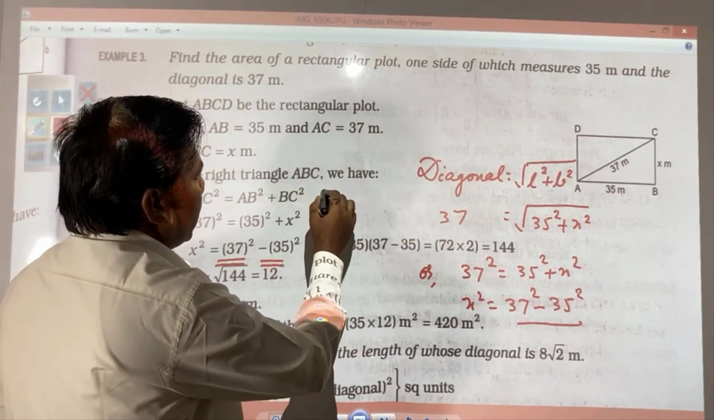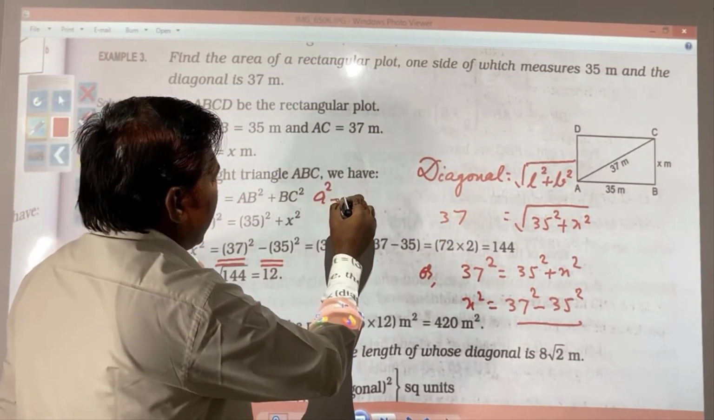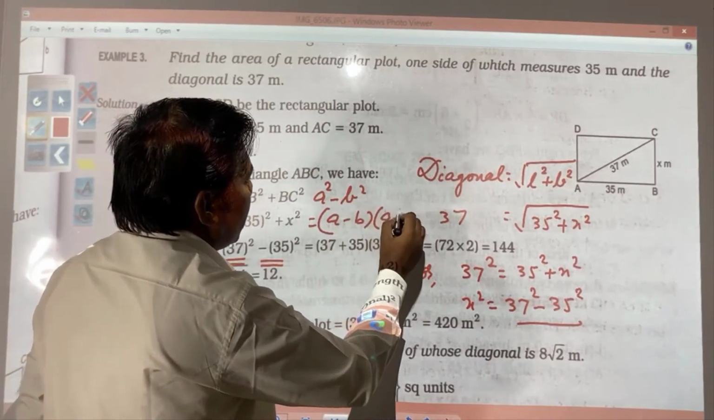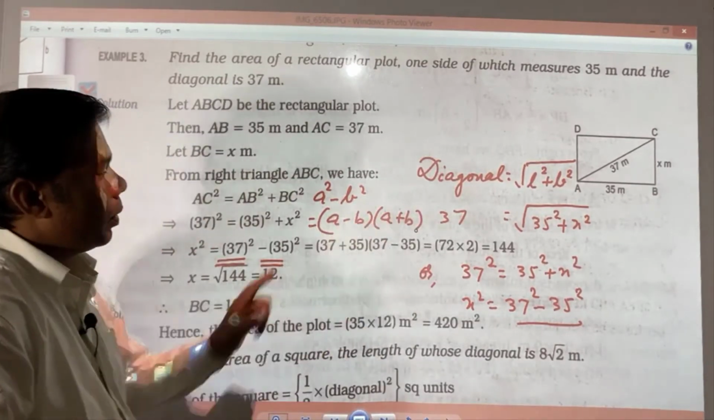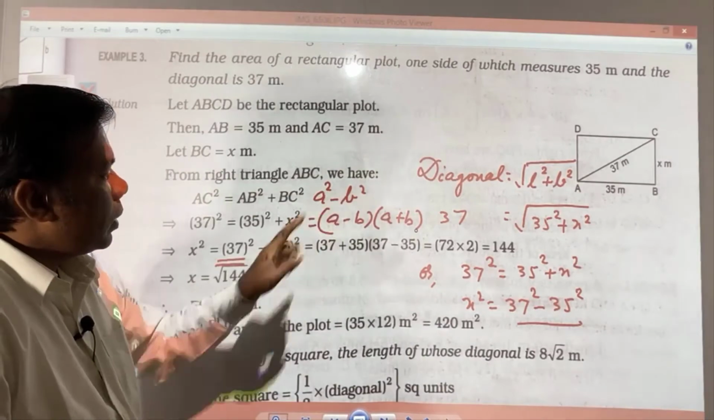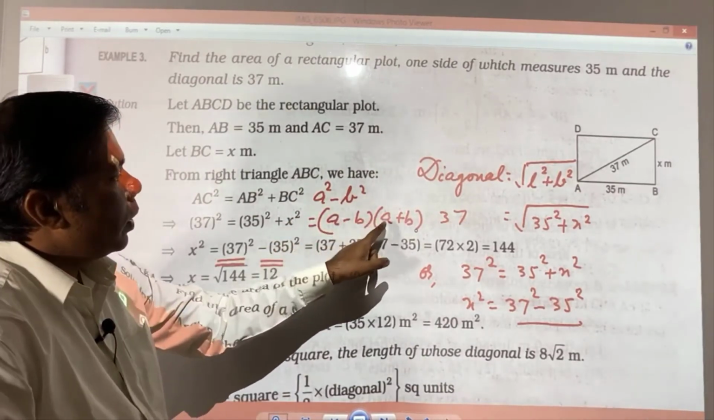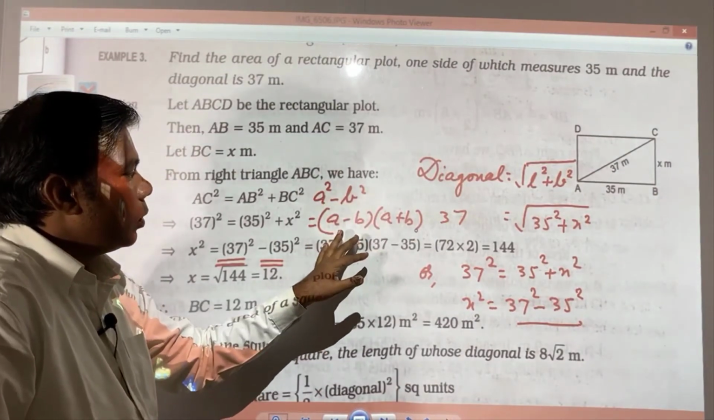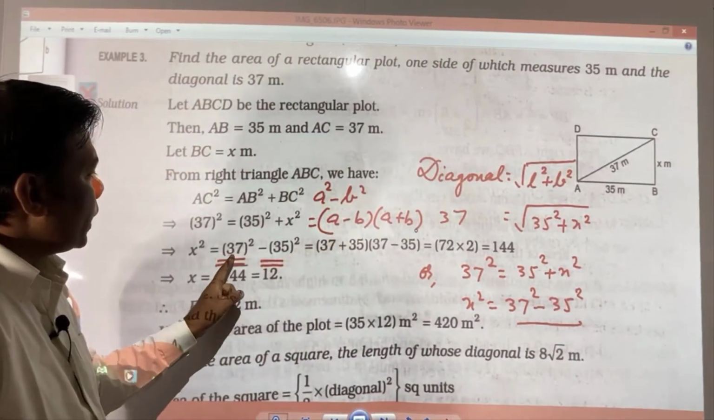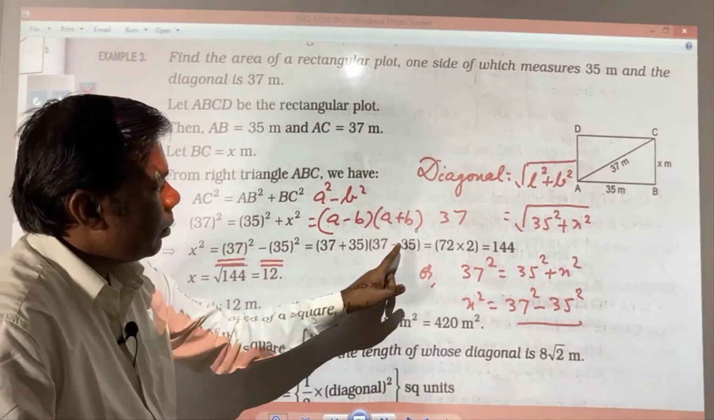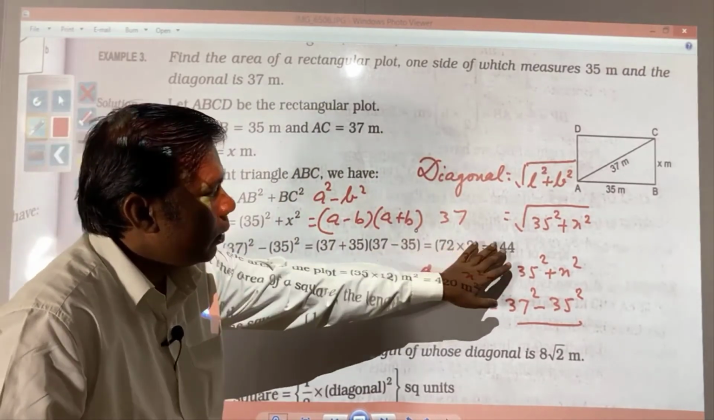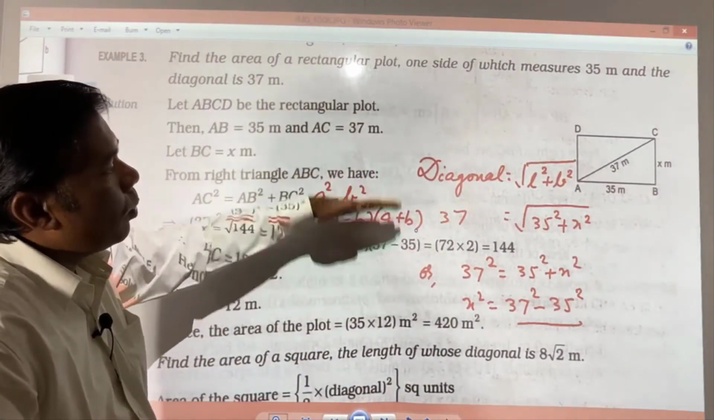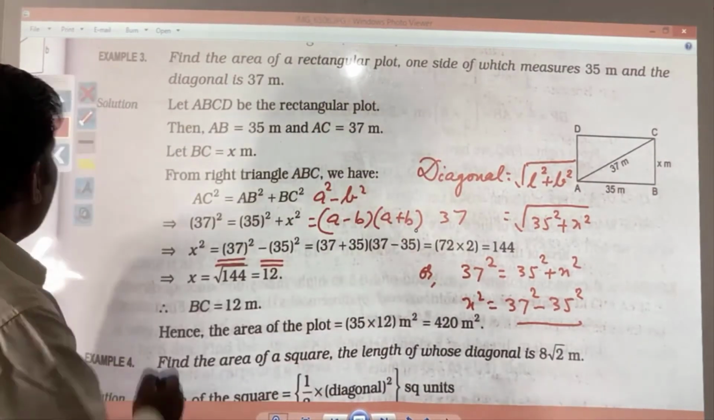I had explained, A square minus B square is equal to what? A minus B into A plus B. In this formula, just you put. Here you see, A square minus B square is equal to A minus B into A plus B, or you can write A plus B into A minus B, whichever you want to remember. So 37 plus 35 into 37 minus 35. Just you simplify, you will get 144. Just you go through properly, try to do by yourself.